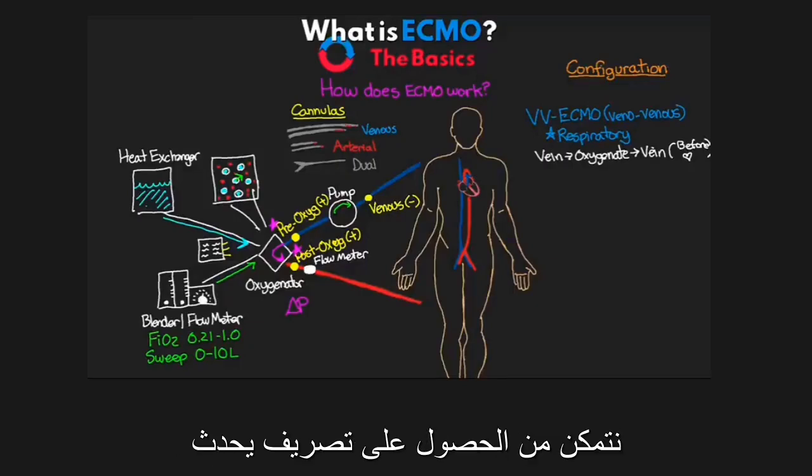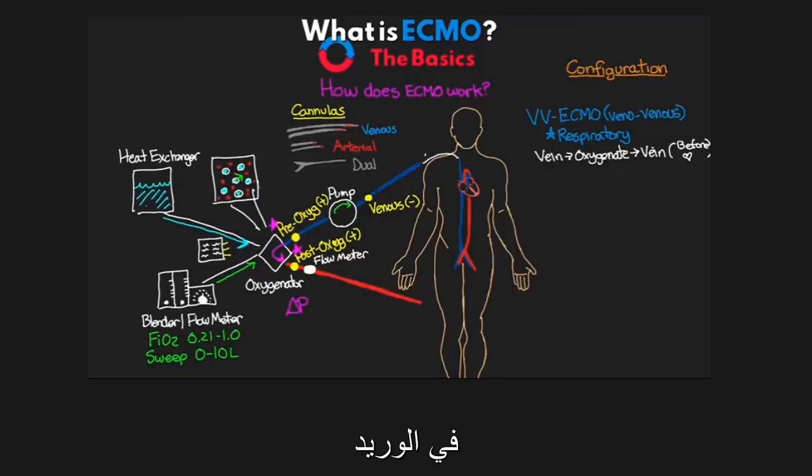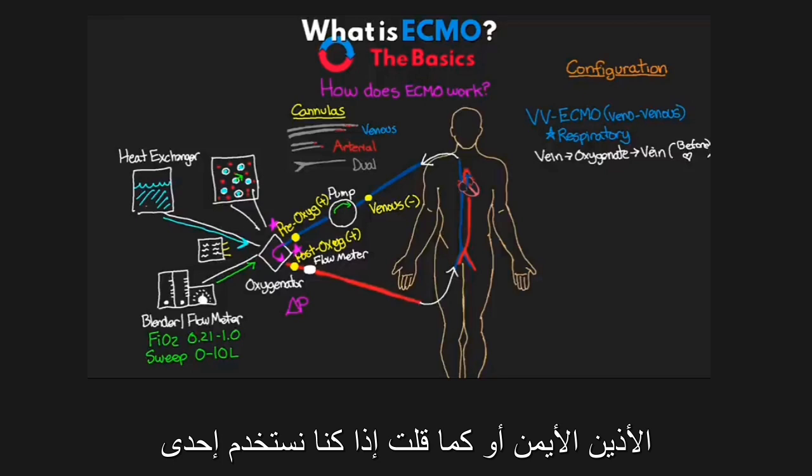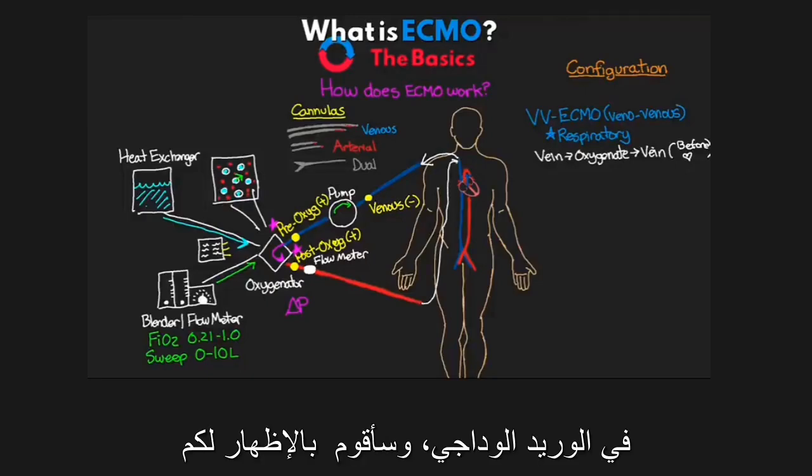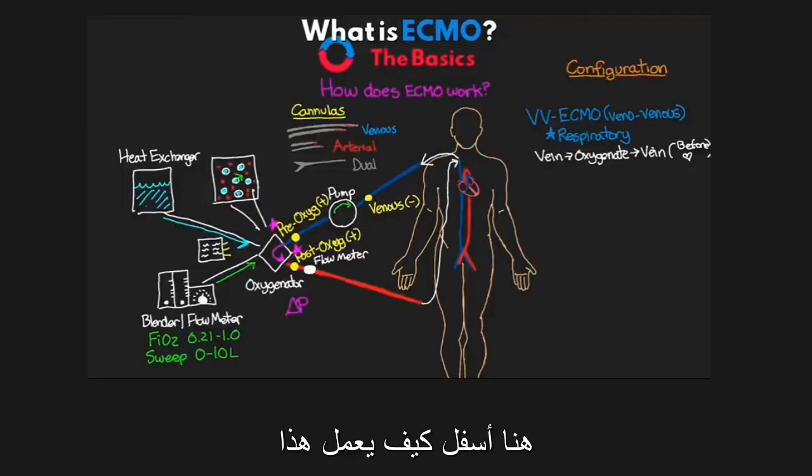So we can have drainage that's taking place in the jugular and returning blood back to the femoral vein. And as you can see in both of these cases, we're going to have that oxygenated blood before it even enters the right atrium. Or like I said, if we're using one of the dual lumen cannulas, then we're actually going to return the blood back in through the same cannula in the jugular. And I'll show you down here how this works.